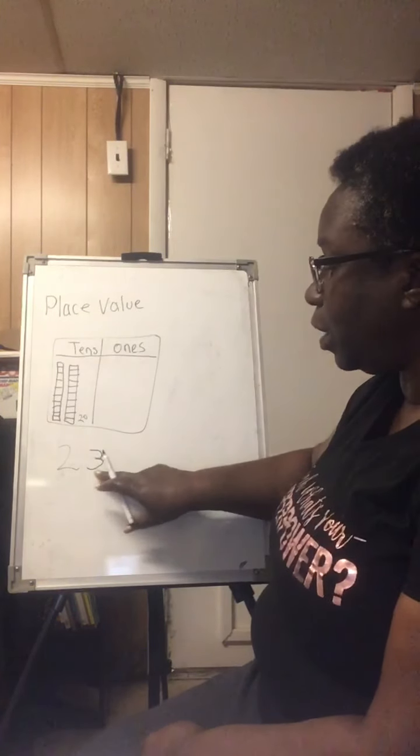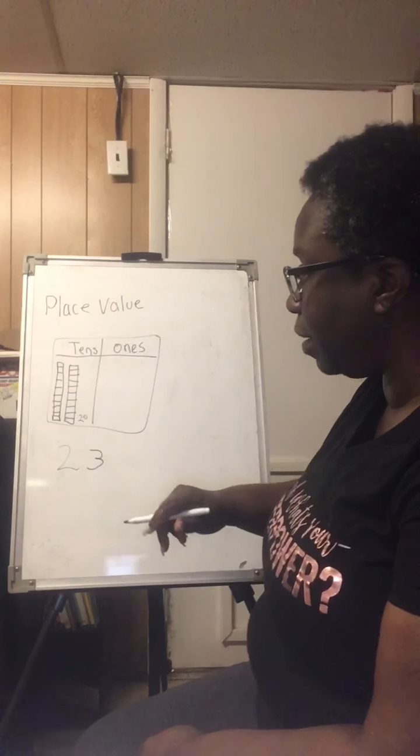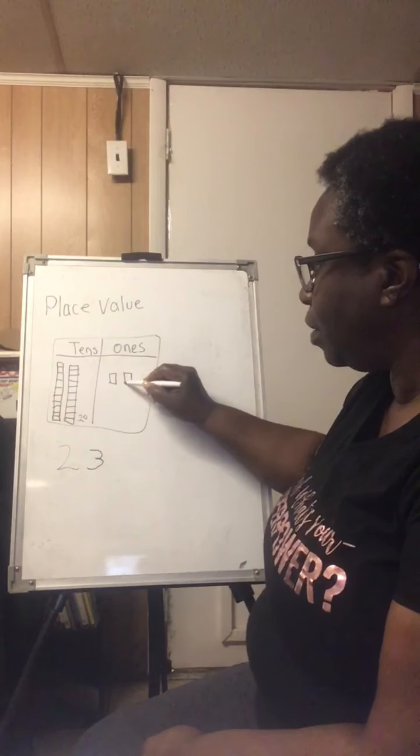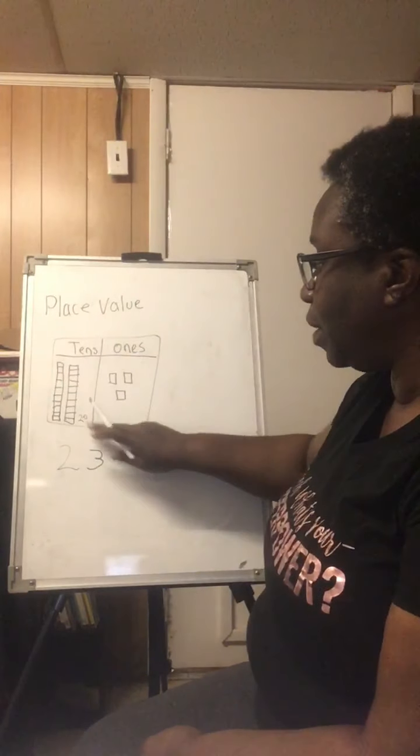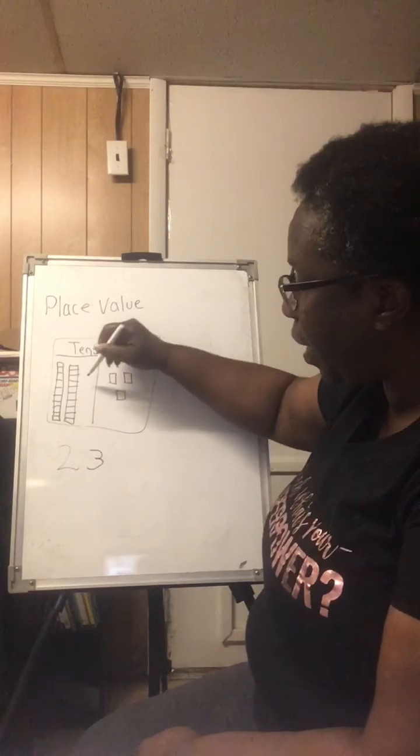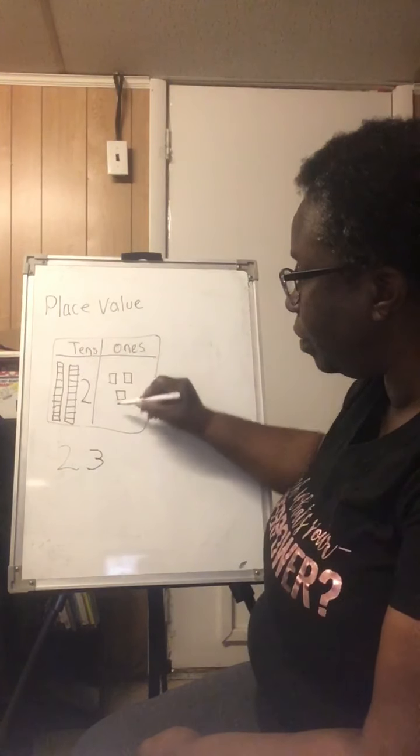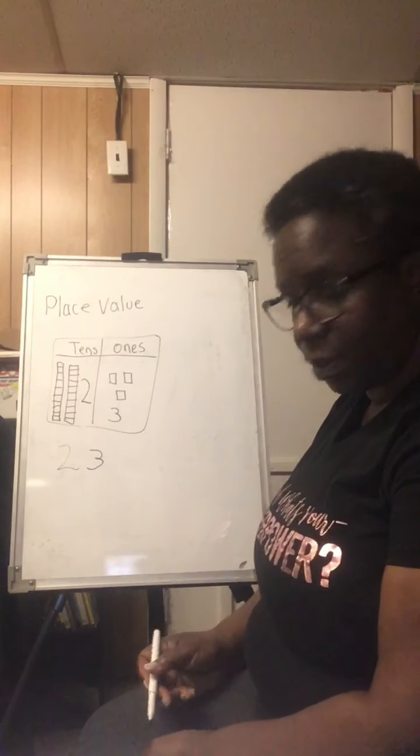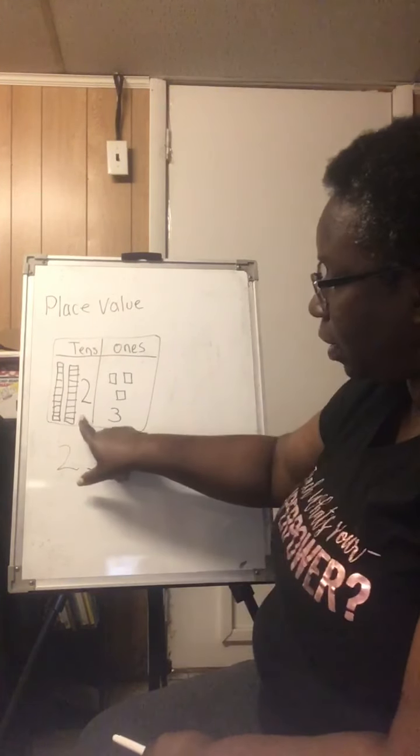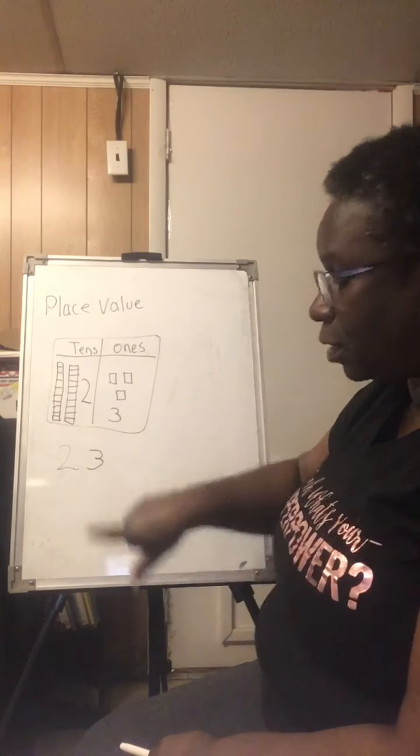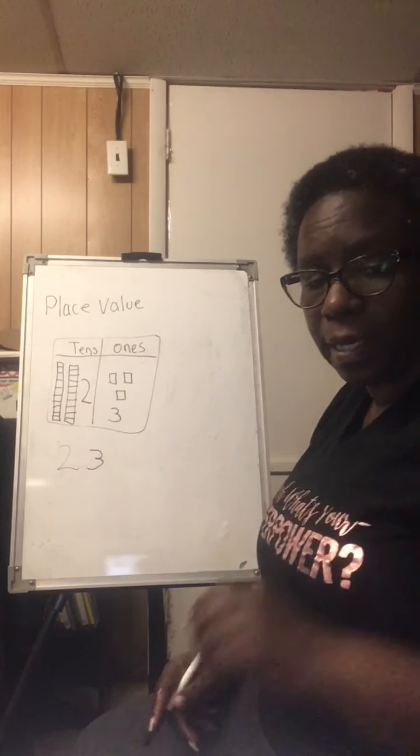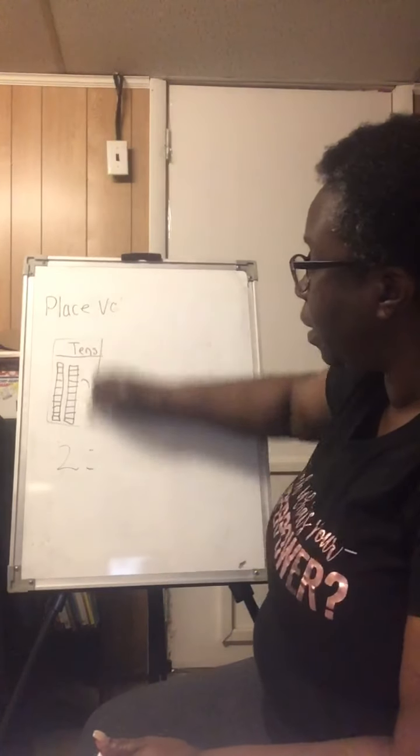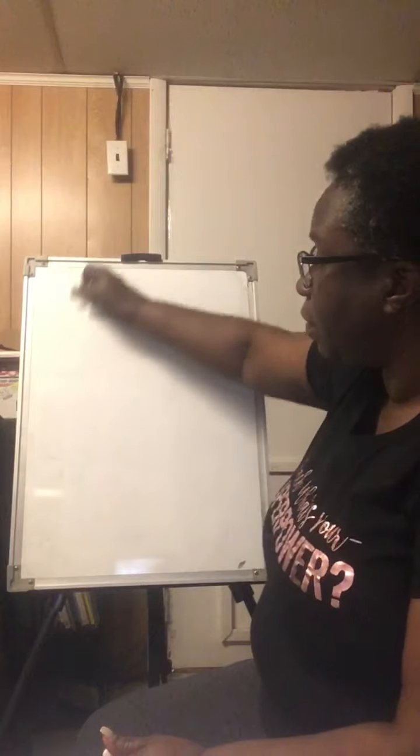And how many ones do we have? How many left over right here? 1, 2, 3. So what we have is 2 and 3, which make our 23. 2 tens, 3 ones, 23. So that's not the number you had, you had a different number, but that's how you work it. So that was your place value.